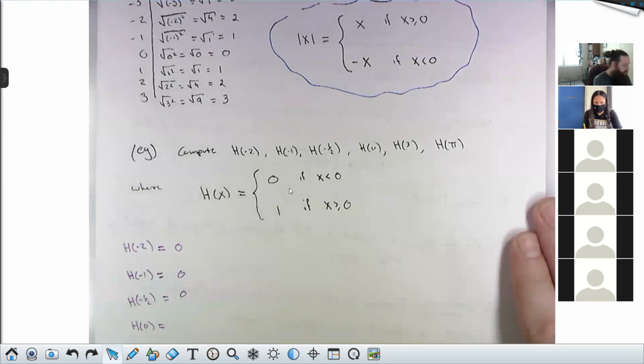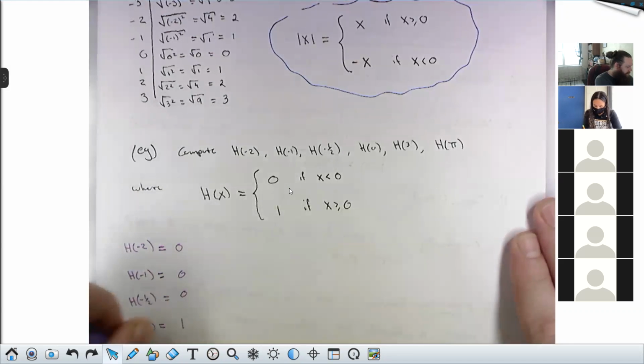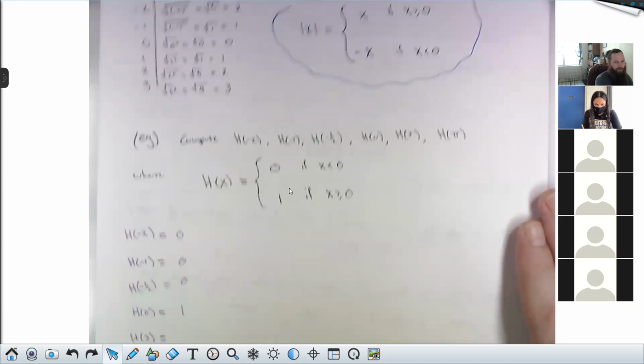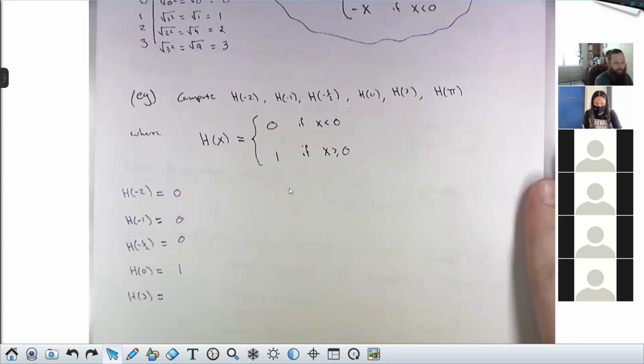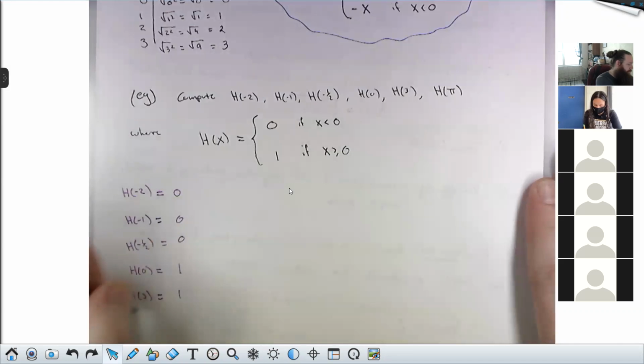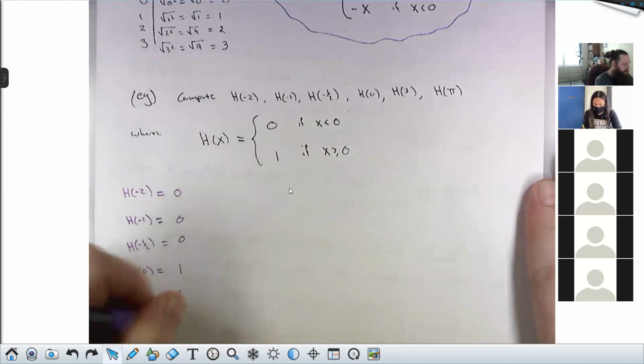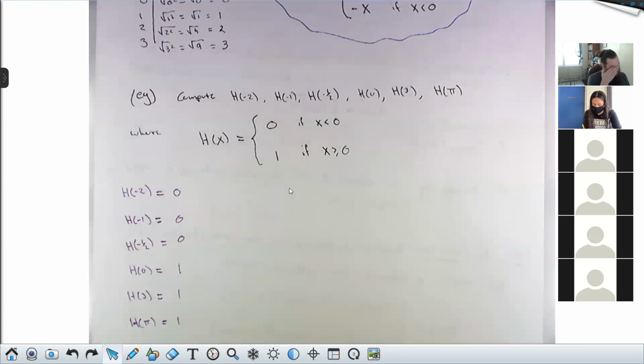1. h of 0 is 1. Yeah, because 0 is greater than or equal to 0. 0 is not strictly less than 0. Okay. h of 3, 1, also 1. h of pi, 1. Yeah, also 1, because pi is positive, right? Pi is like 3.1.